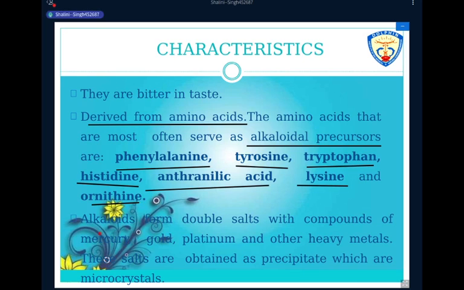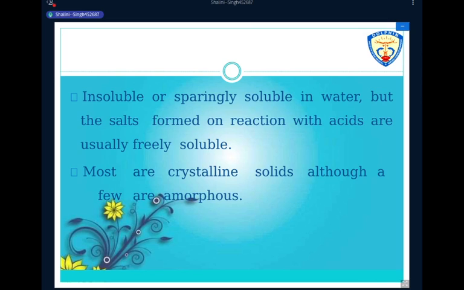Alkaloids form double salts with compounds of mercury, gold, platinum and other heavy metals. These salts are obtained as precipitate, which are microcrystals, so they can be crystallized also. जब भी आपको एल्कलॉइड्स का एक्सट्रैक्शन करना है, आप उनको प्रेसिपिटेट कर सकते हैं और क्रिस्टलाइजेशन भी किया जा सकता है. These are insoluble or sparingly soluble in water, but the salts formed on reaction with acids are usually freely soluble. Most are crystalline solids, although a few are amorphous also.